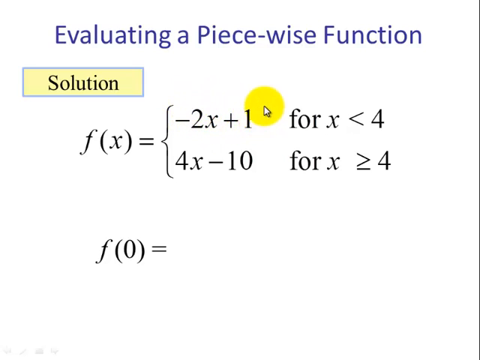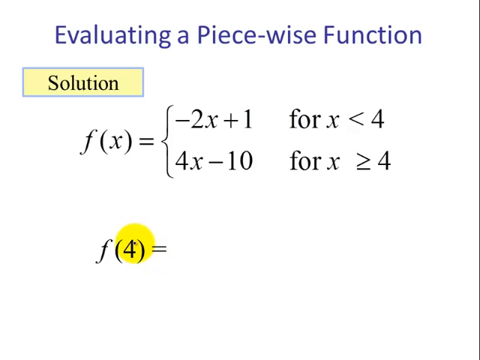2x plus 1. So I say 2 times 0 plus 1. 2 times 0 is 0, plus 1 equals 1. So f of 0 equals 1. When x is 3, 3 is less than 4, so I'm still going to use this part. So this will be 2 times 3 plus 1, which gives me 6 plus 1, which is equal to 7. So f of 3 equals 7.